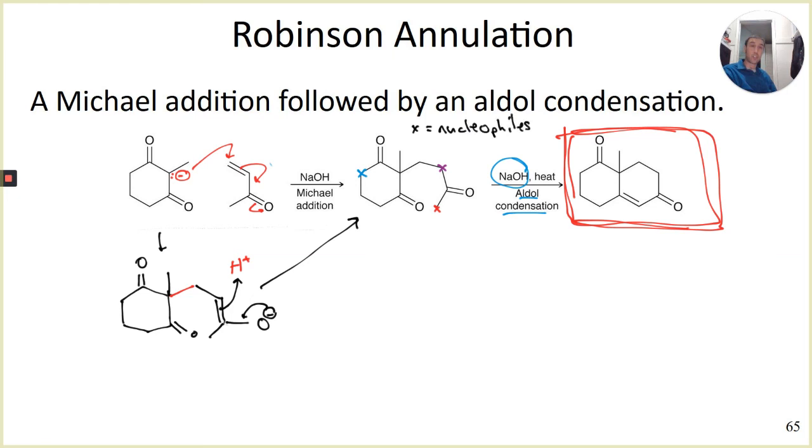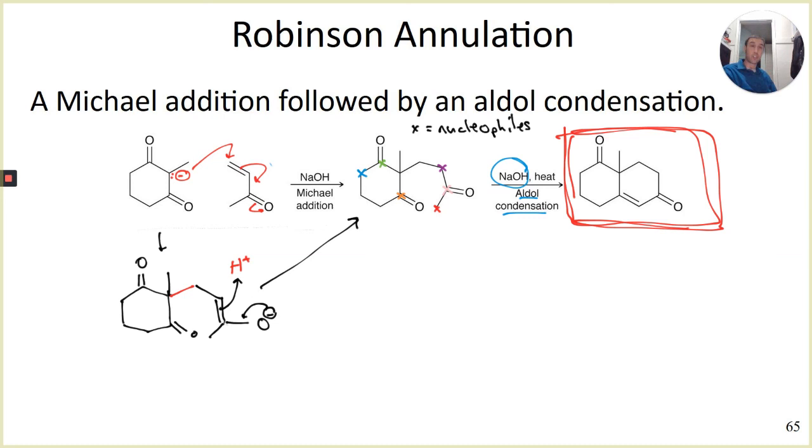Well, where are the electrophiles? Electrophile, electrophile, and running out of colors. Definitely running out of colors. We'll go with this kind of pinky color. Electrophile. So there's three nucleophiles, three electrophiles.